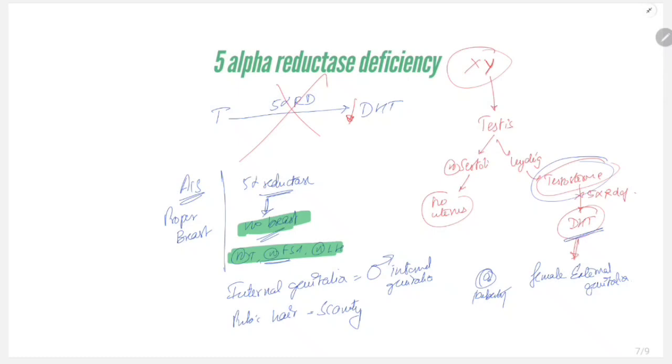In contrast, what did we see in AIS? There is high testosterone, normal FSH, increased LH. So this is an important table. Next, let us look briefly at aromatase deficiency.